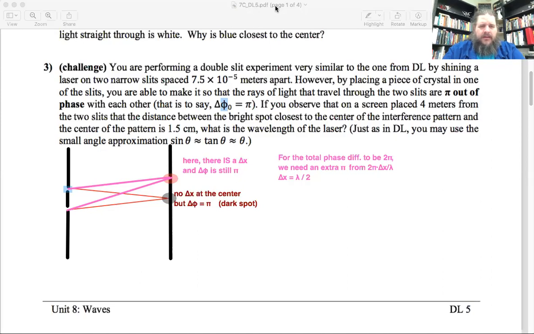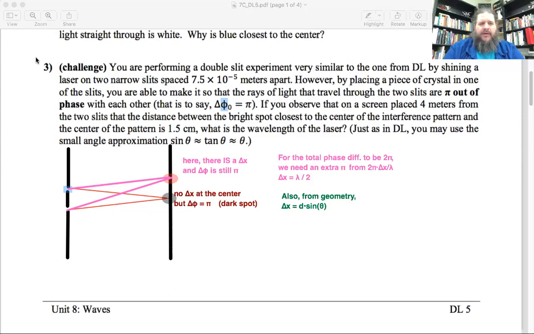So that's going to look like, here. So also delta x is d sine theta based on the geometry of the situation. So we could set lambda over 2 equal to d sine theta. However, this one's not really talking about the angle involved. We know d, we know the distance between slits, 7.5 times 10 to the negative 5 meters. But we don't know the angle. Instead, we know that the bright spot is 1.5 centimeters above the dark spot at the center.